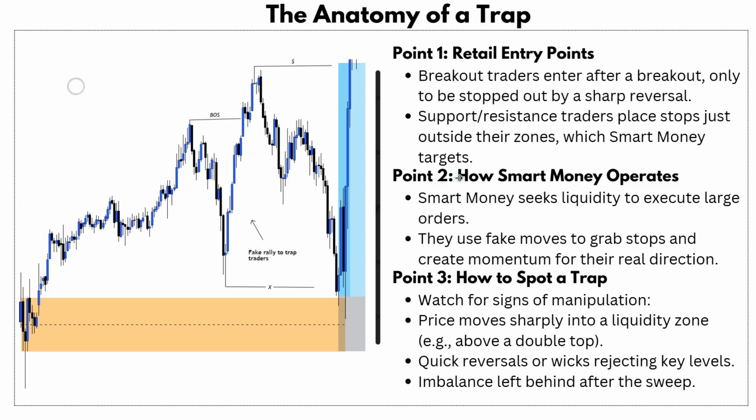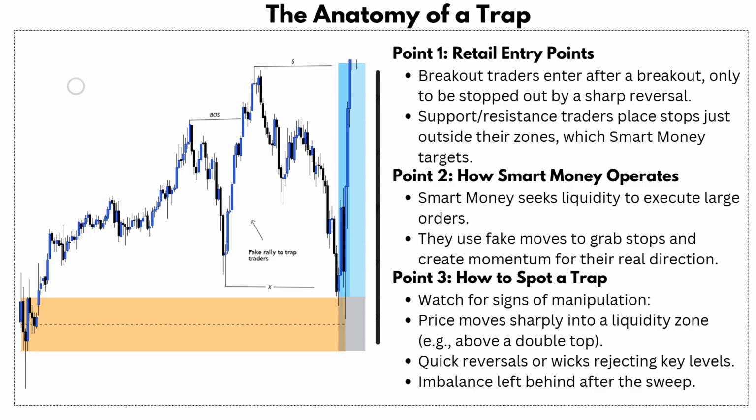And then the second point is how smart money operates. Smart money seeks liquidity to execute large orders. They use fake moves to grab stops and create momentum for their real direction. And then the third point is how to spot a trap. First, we have to watch for signs of manipulation. Second is price moves sharply into a liquidity zone. An example is above a double top or below a double bottom. And then the third point is a quick reversal or wicks rejecting the key level.